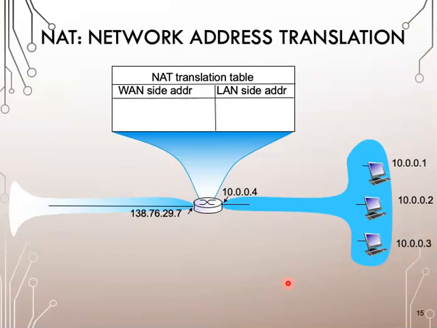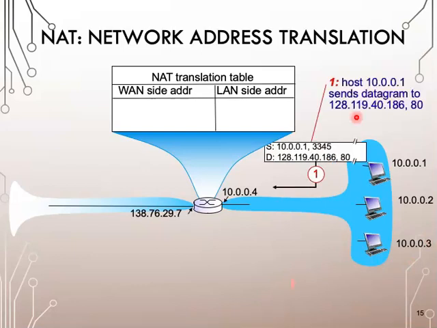Suppose a user sitting in a home network, behind host 10.0.0.1, requests a web page on some web server with port number 80 and IP address 128.119.40.186. Okay, so the host 10.0.0.1 assigns an arbitrary source port number 3345 and sends the datagram into the local area network, right?